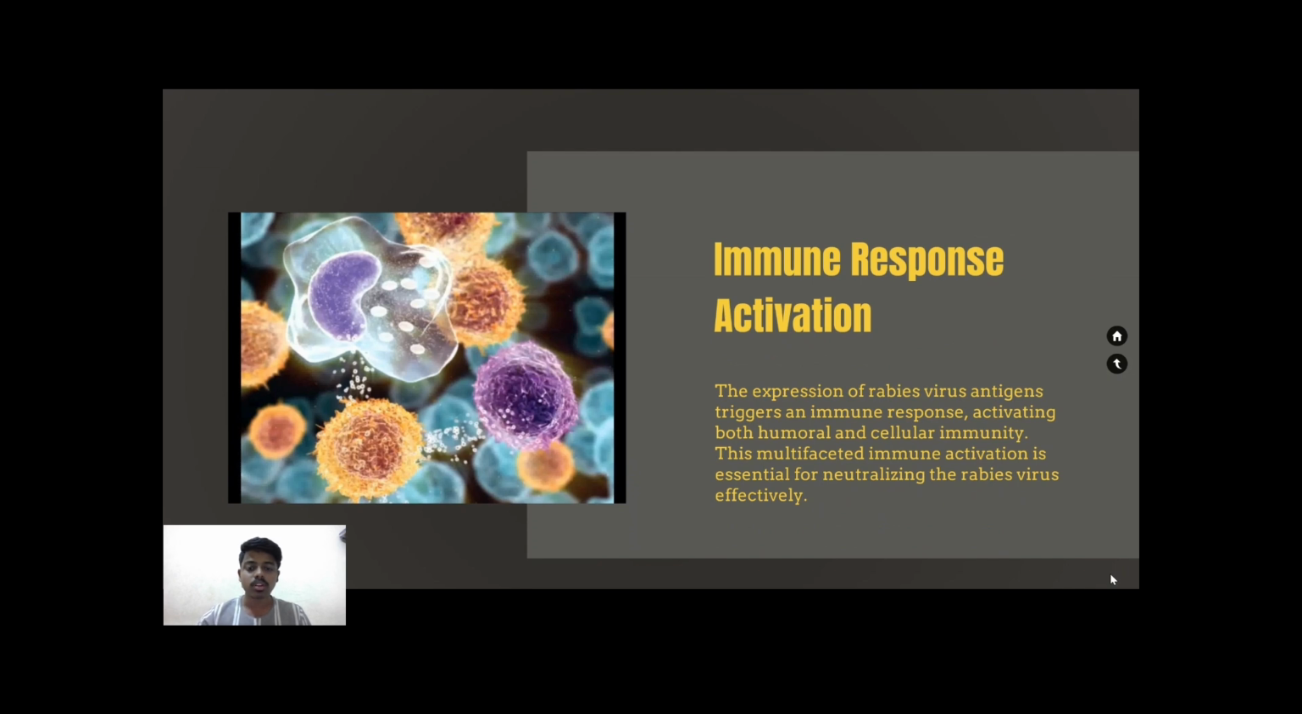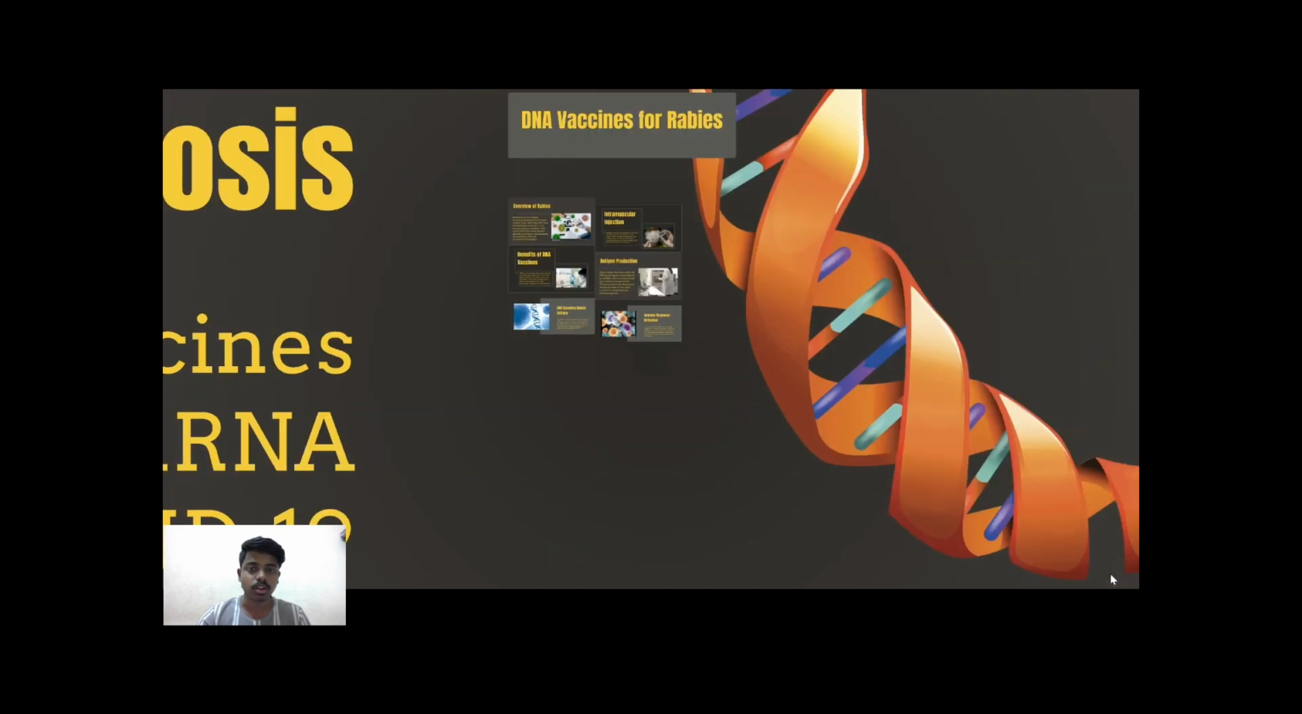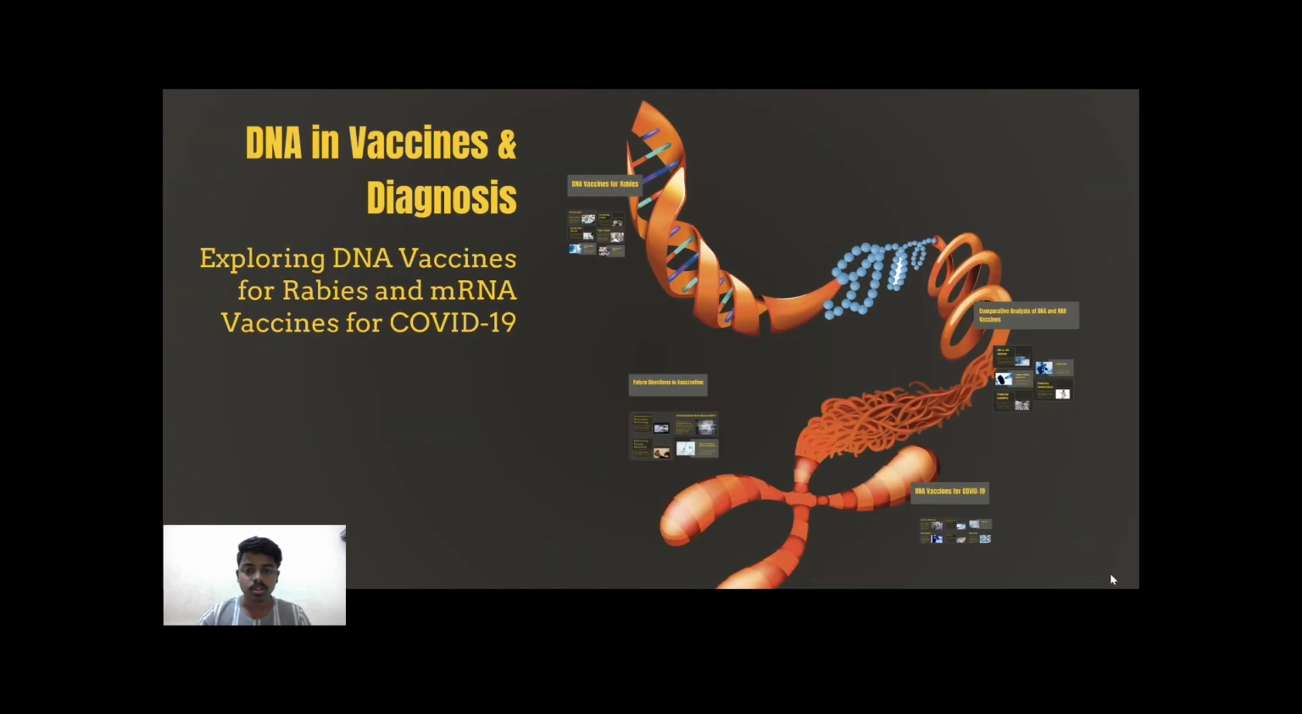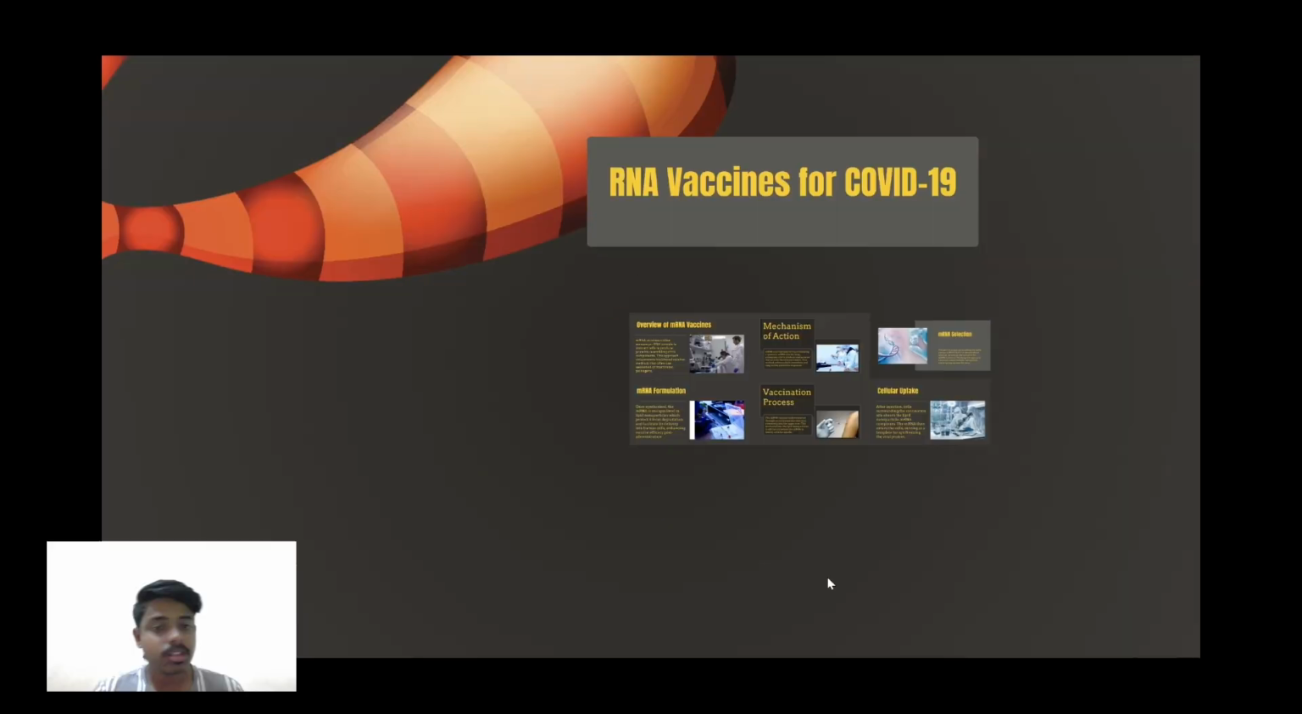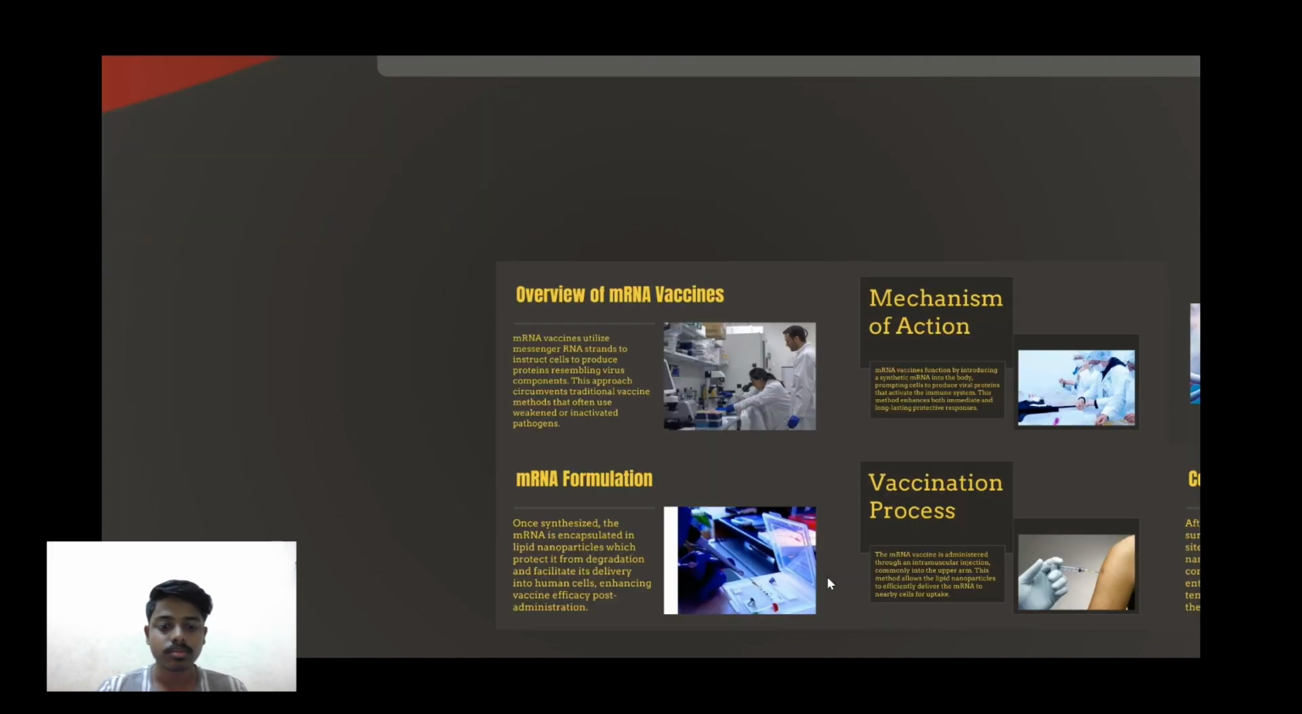Immune response activation. The presence of virus antigens triggers an immune response, activating both humoral and cellular immunity. This multifaceted immune activation is essential for neutralizing the rabies virus effectively. So, this is about the DNA vaccines. Let's discuss how RNA vaccines work by taking COVID-19 as the example.